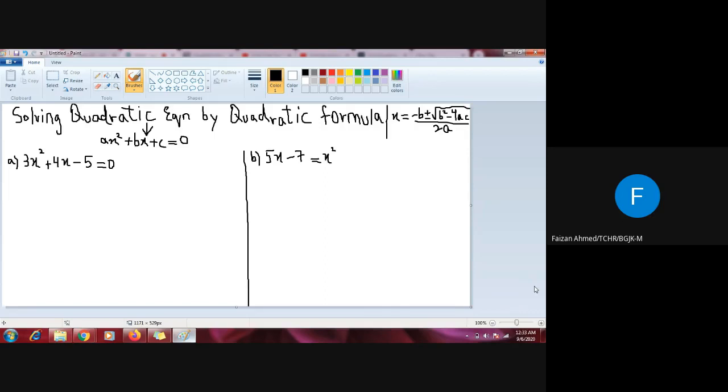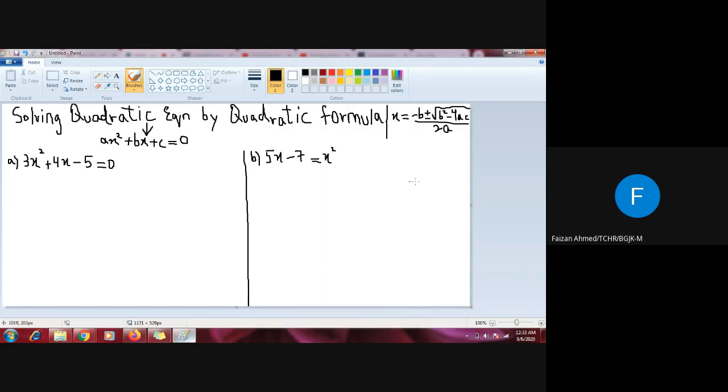The problem with this method is that you just have to memorize the formula. The formula is not that difficult, but you have to learn it. You can learn it through practice, by solving as many questions as you can. Inshallah, after solving 10 to 12 questions, you will be able to learn this formula.